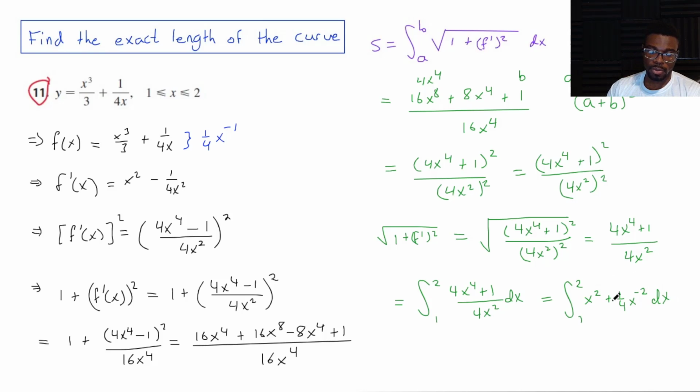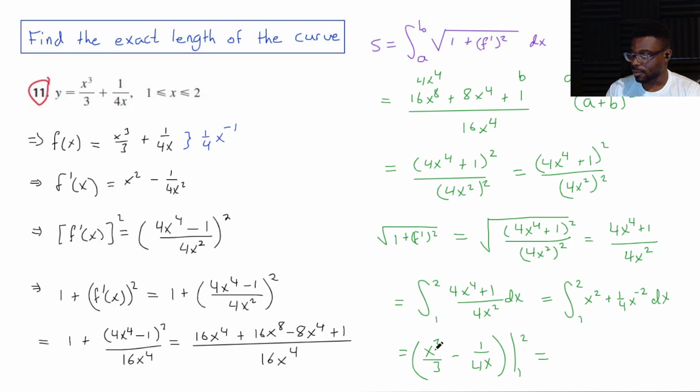Right, so this is what we have to integrate, and it's actually pretty straightforward. This will just come out to be x power 3 over 3. And in here, we're going to have 1/4 x to the negative 1 divided by negative 1. So this will be minus 1/4 x to the negative 1, or we can simply write that as minus 1 over 4x. All right, so we're just going to evaluate this from 1 to 2.